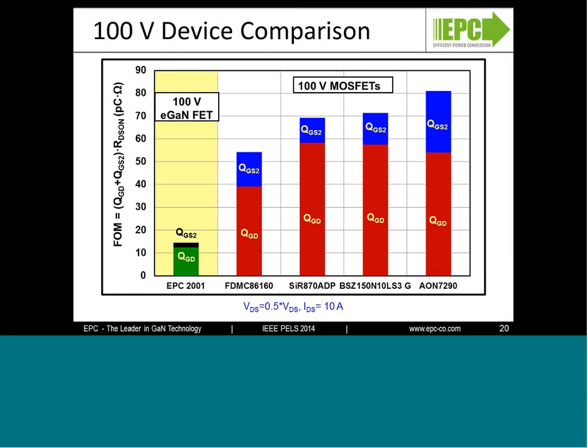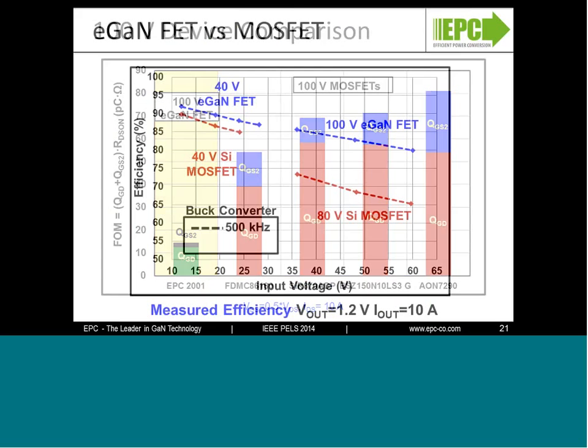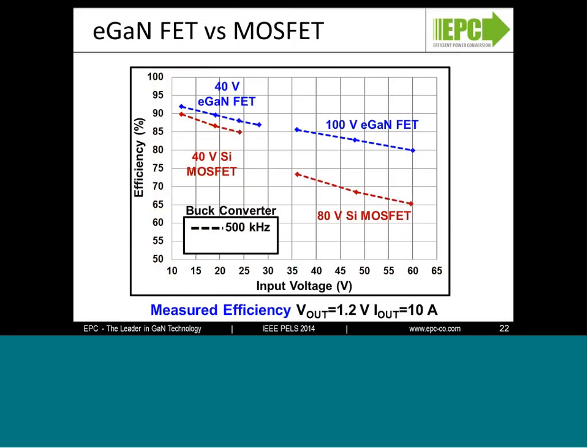Comparing 100-volt devices with eGaN-FETs versus state-of-the-art 100-volt MOSFET, you can see that the eGaN-FET offers around a 3 times reduction over the next best silicon MOSFET. And as you get away from the next best silicon MOSFET, that advantage increases. And what that's going to translate into is higher performance.